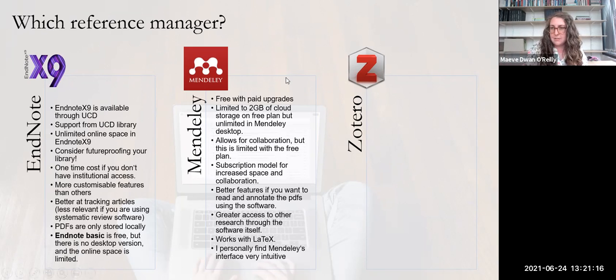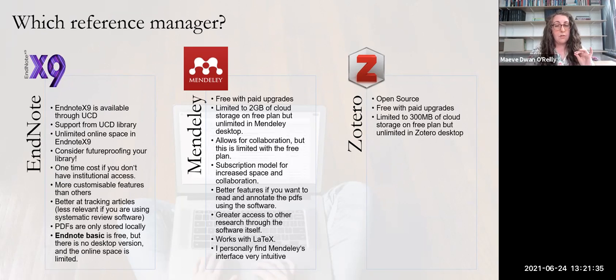And then Zotero, sorry, gonna move my Zoom box. There we go. So Zotero is open source, which might be important to some people. Mendeley is owned by Elsevier, EndNote is Web of Science, Zotero is its own thing. And it's free, and again, with paid upgrades. The limits on the free account are that you only have 300 megabytes of cloud storage, and that is so much smaller than Mendeley. And again, you can pay to get more.